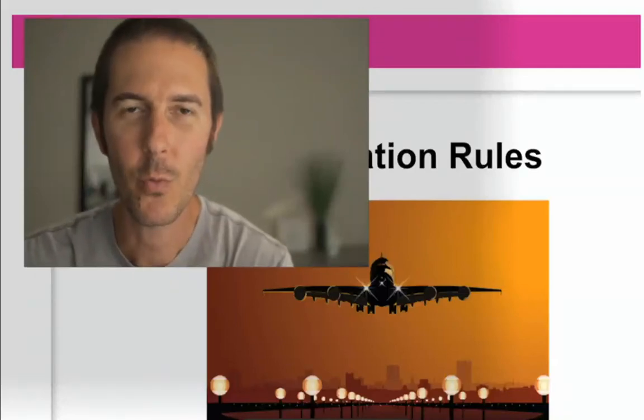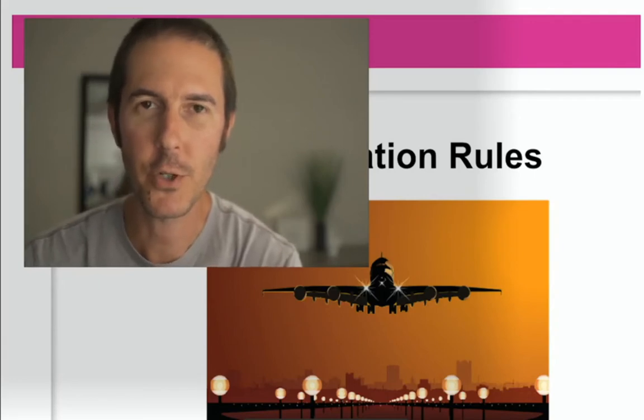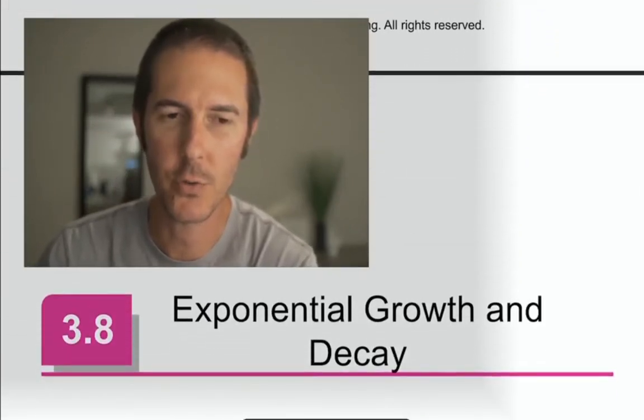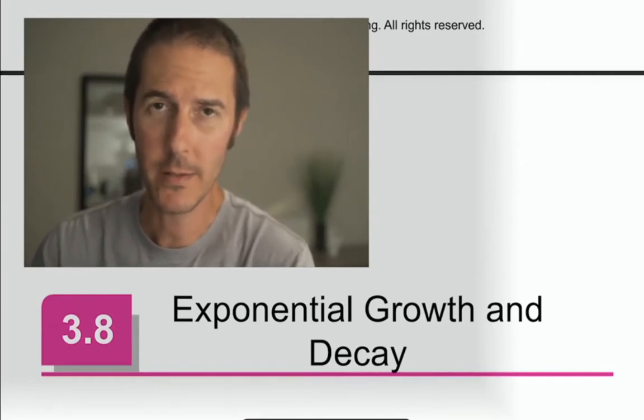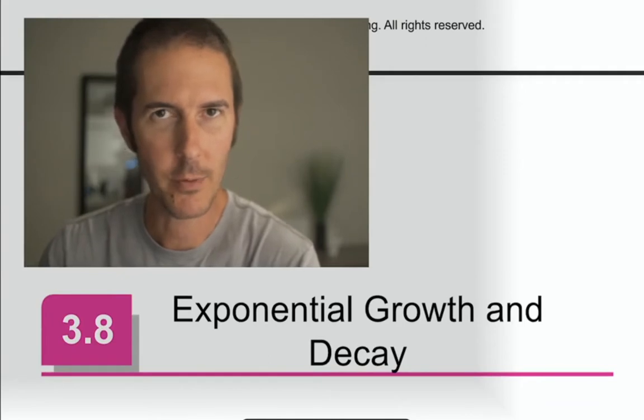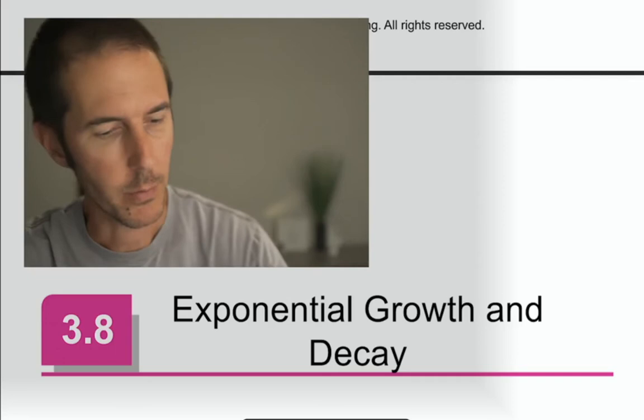Here we are in Calc 1, Chapter 3, Section 8. Chapter 3 is about differentiation rules, and in this section, we're going to talk about exponential growth and decay. And we're going to talk about them in a way that's definitely next level from what you might remember from a college algebra class. Let's see what we've got.